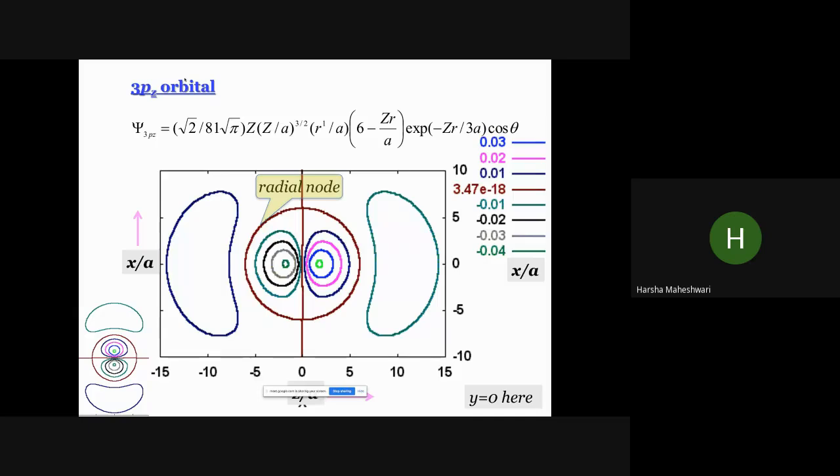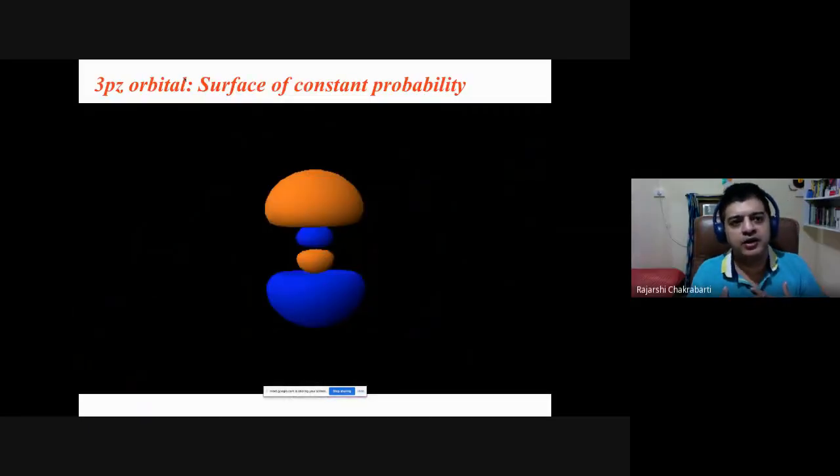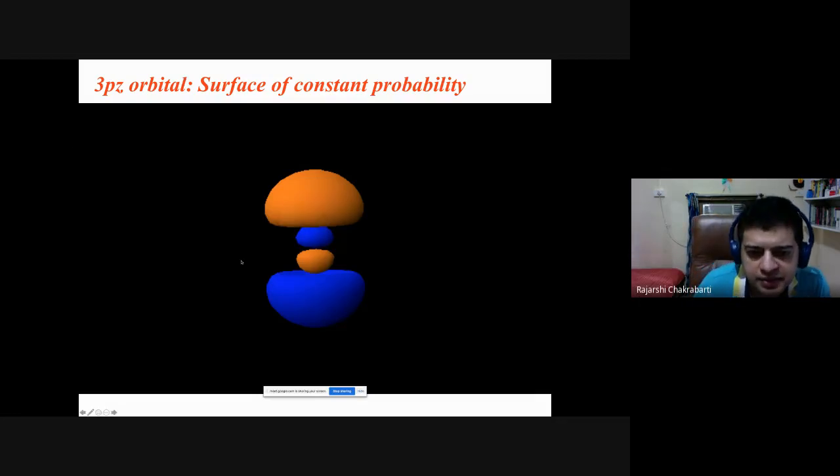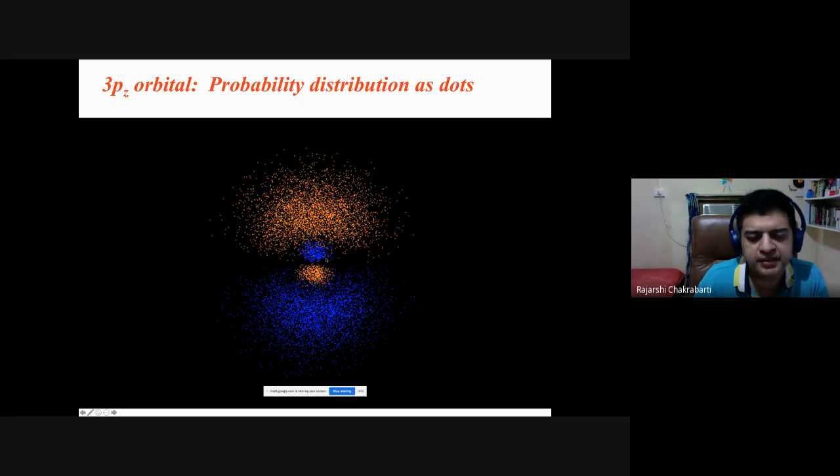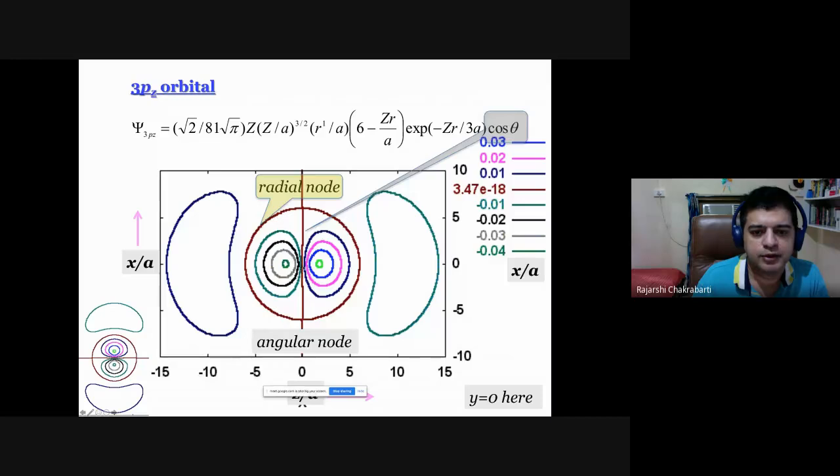Yes, sir. Okay. This is your radial node, and this is called the surface of constant probability. So this is your xy plane. If I go like this, it is plus, then becomes minus, like this, isn't it? So this is minus plus. I repeat, this is minus plus. This is plus minus. Because remember this is a node, so the wave function should change sign.